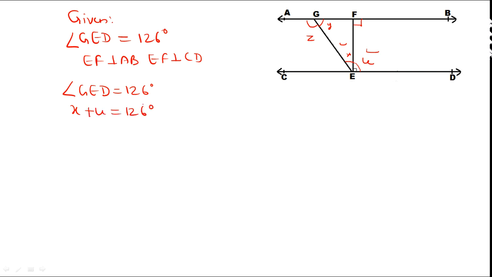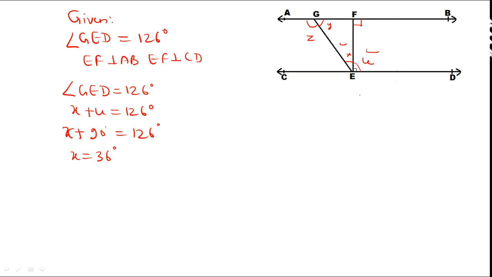But my dear student, can you tell me the value of U? Obviously, the value of U is 90 degrees. Why? Because EF is perpendicular to CD. So in place of U, I will write 90 degrees, and X plus 90 is 126, so the value of X comes out to be 36 degrees. We have calculated the value of X. Now the values of Y and Z are to be calculated.